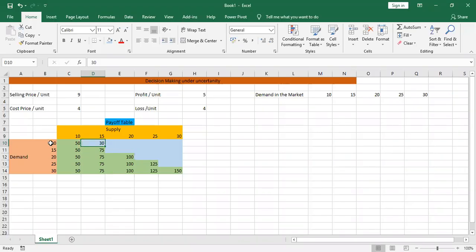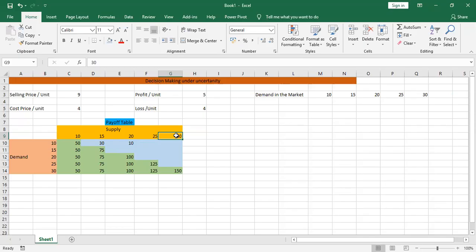Similarly, the profit on 10 units is what? 50. And in case you supply 20 units, that means you supply 10 units additional. The loss on 10 units is what? 40. So 50 minus 40 is what? 10. Or we can say, you can find the difference between 10 and 15 is 5, 15 and 20 is 5, 20 and 25 is 5, 25 to 30 is what? 5.